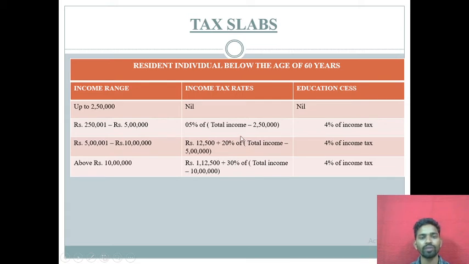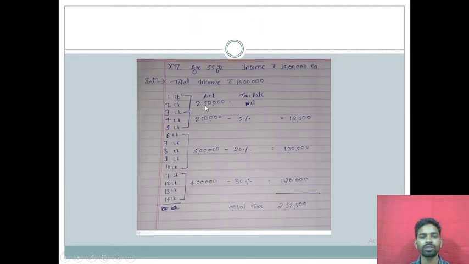Okay, so we will see one example related to this category, resident individual below the age of 60 years. Just see here, XYZ person is there, and his age is 55 years, and income of rupees 14 lakh per annum. So the annual income is rupees 14 lakh, and now we have to calculate the tax. The total income is rupees 14 lakh.